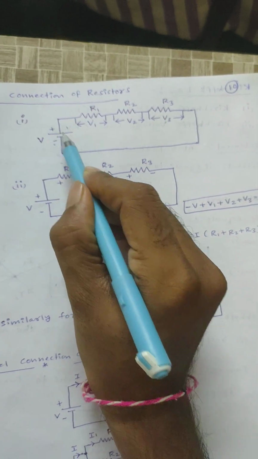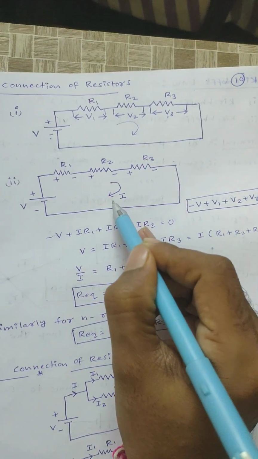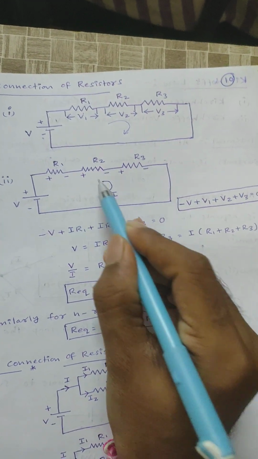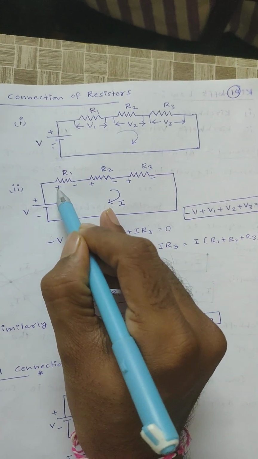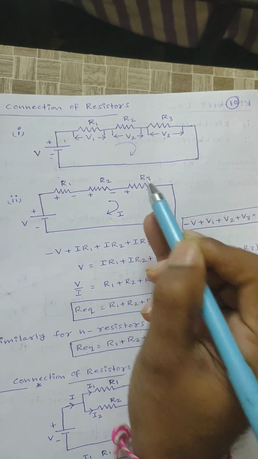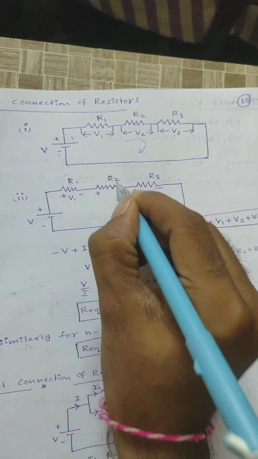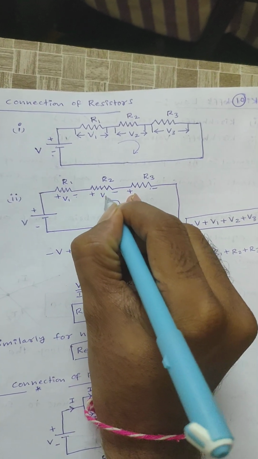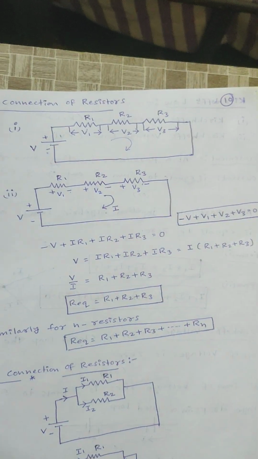Because of this battery voltage, current I is flowing into the circuit. Based upon this current direction, across the passive elements the polarities will be plus minus, plus minus, plus minus. That means the voltage across the first resistor will be V1, the voltage across the second resistor will be V2, and the voltage across the third resistor will be V3.